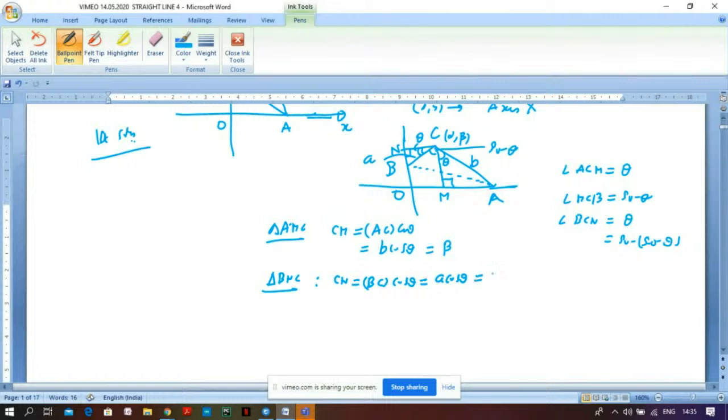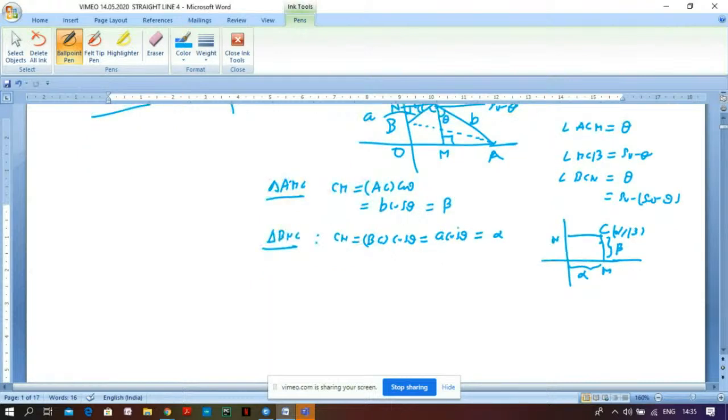And CN is also alpha, because once you have C and drop perpendiculars from C, this distance is alpha and this distance is beta, by virtue of alpha beta being the coordinates of C. So we are good now. We got beta is b cos theta and alpha is a cos theta. We got these two things. Theta is the parameter, and that I can eliminate now. It is simple, I just divide.